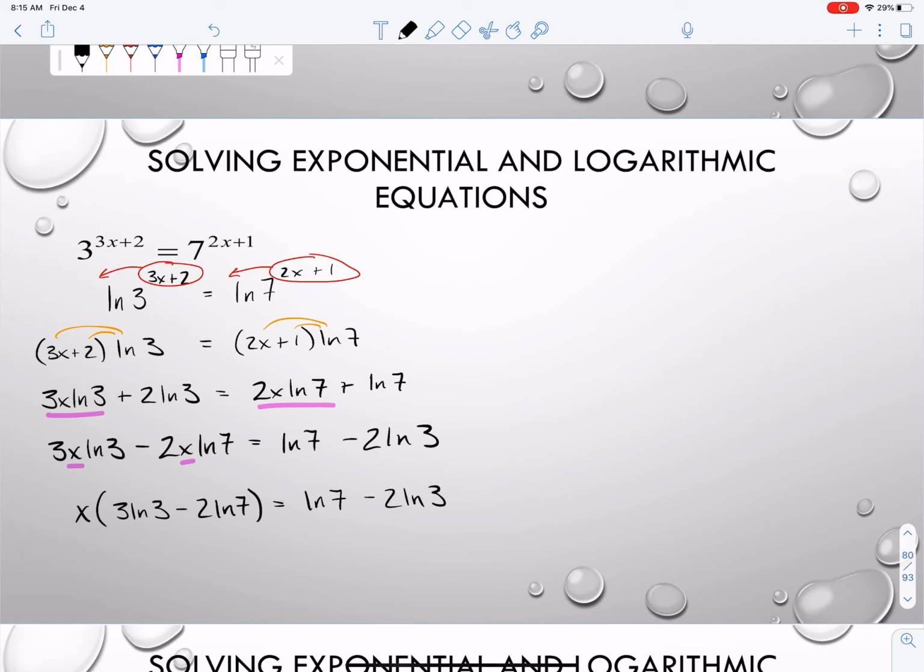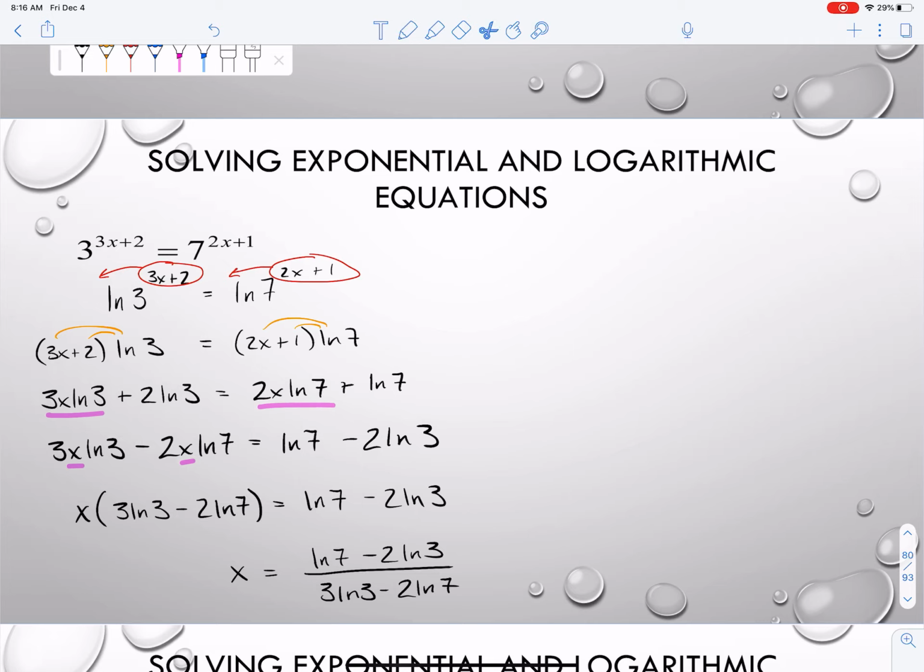And I'm going to now divide, just like before I said when I had x natural log of 3 equals natural log of 5. It was fundamentally the same as 3x equals 5, you divide by 3. Here, now I've got a number times x equals another number. I'm going to divide by that number. In this case, it's going to be messier, it's going to be bigger, and I'm going to have natural log of 7 minus 2 natural log of 3, all divided by 3 natural log of 3 minus 2 natural log of 7. This is a final answer. Stop. Okay?